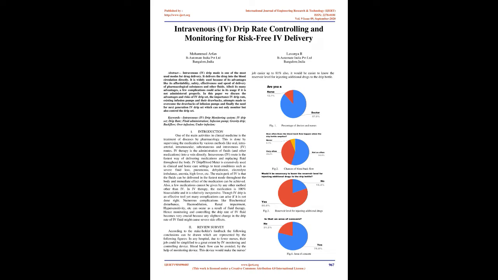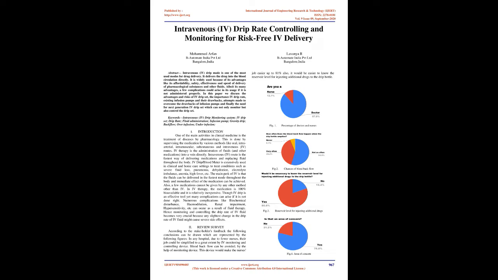The IV drip is extensively used in clinical and home care settings to treat conditions such as severe fluid loss, pneumonia, dehydration, electrolyte imbalance, anemia, high fever, etc. The main perk of IV is that the fluids can be delivered in the fastest mode throughout the body and immediate effect of the medication can be achieved. Also, a few medications cannot be given by any other method other than IV.